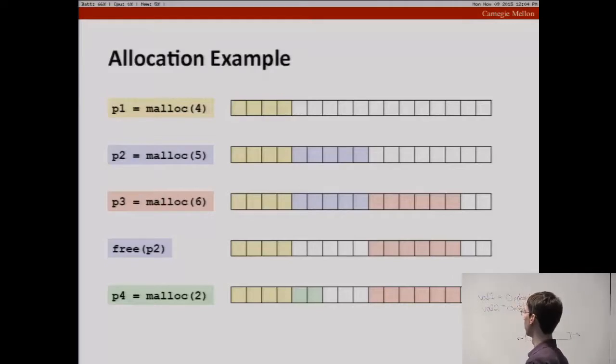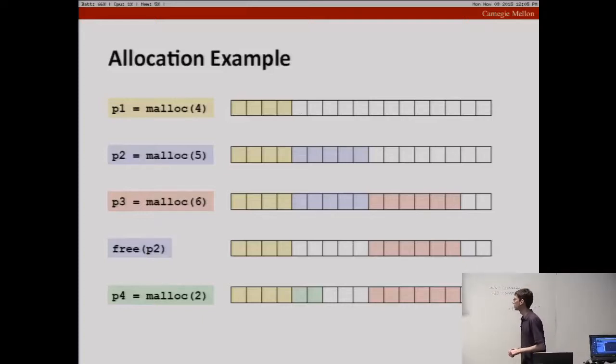Then we allocate 5 more bytes, so we just give back the next 5 bytes. It's easy enough. Then we allocate 6 more, so we give back the next 6. And then when a call comes into free of P2, we need to know that those 5 bytes in the middle were the 5 that we're allowed to free. So now those get marked as free.